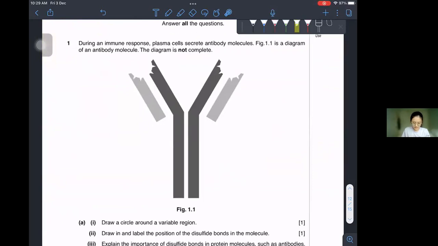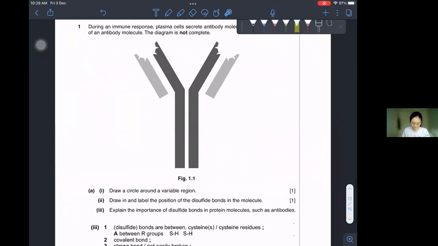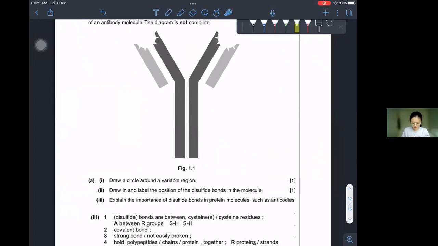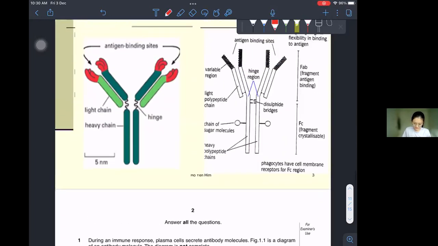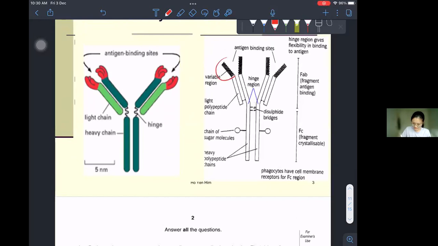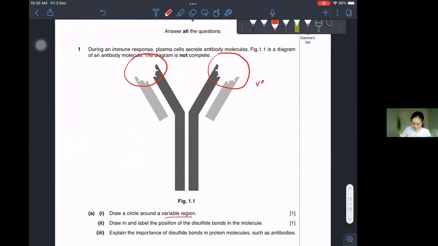So during an immune response, plasma cells secrete antibody molecules. Figure 1.1 is a diagram of an antibody molecule. The diagram is not complete. So draw a circle around a variable region. I will draw it. So the variable region, you can see from this diagram, is these 2. These 2 are the variable region.